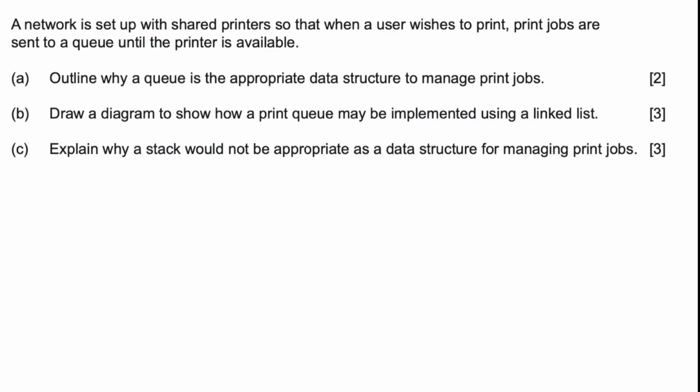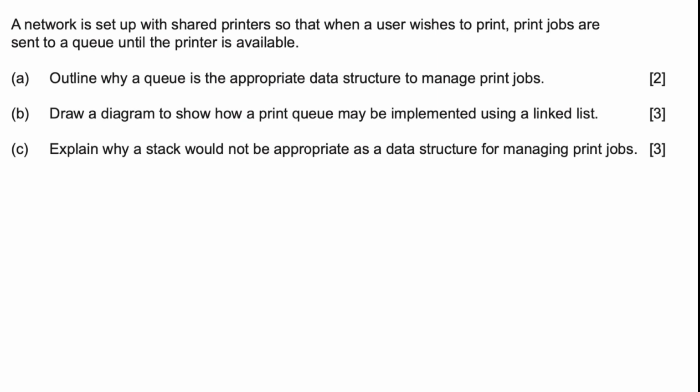So right here we have a very typical linked list problem. It says a network is set up with shared printers so that when a user wishes to print, jobs are sent to a queue until the printer is available. This actually combines a bunch of different data structures, which is why I think it is a great problem. Right here it says outline why a queue is the appropriate data structure to manage print jobs.